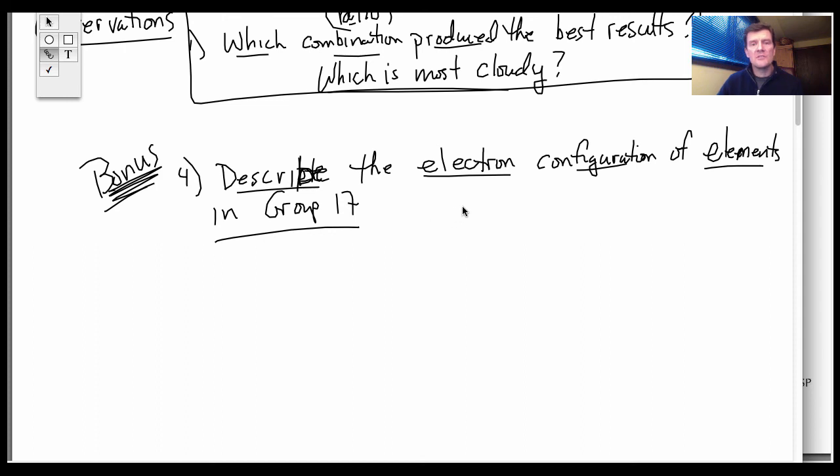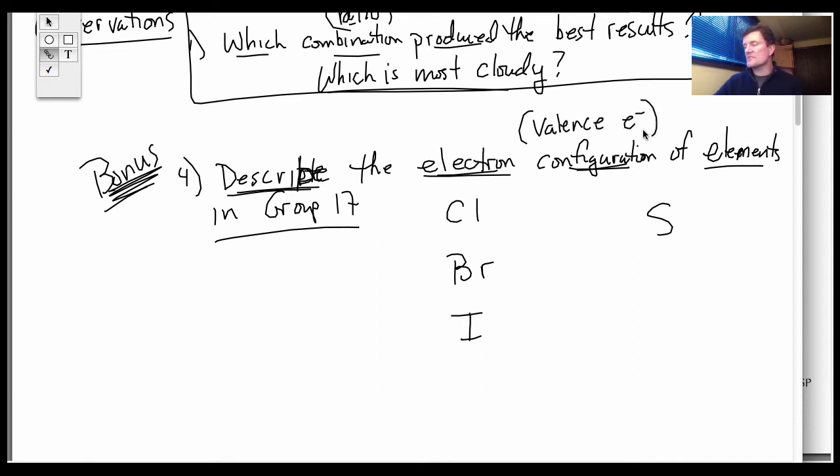What is it about chlorine, bromine, and iodine? What is it about their outer valence electrons that makes them react in a similar manner? What if you were to draw the dot diagram for each of these and then compare it to sulfur? How is it different? So describe the electron configuration, or I could just say, look at the valence electrons. What is it that's similar and that causes them to react in a similar manner? Okay? That's your 4th question there.